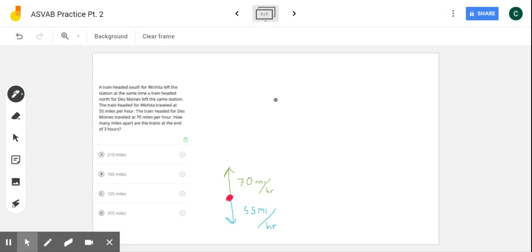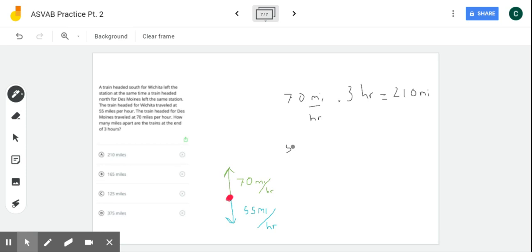So 70 miles per hour times 3 hours. And our units, hours cancel out when we're just left with miles, times 3 hours. 7 times 3 is 21. We add the 0 on the end, so that's 210 miles. I'm going to make sure to put my units. That's a distance, so it's 210 miles from the station that way.